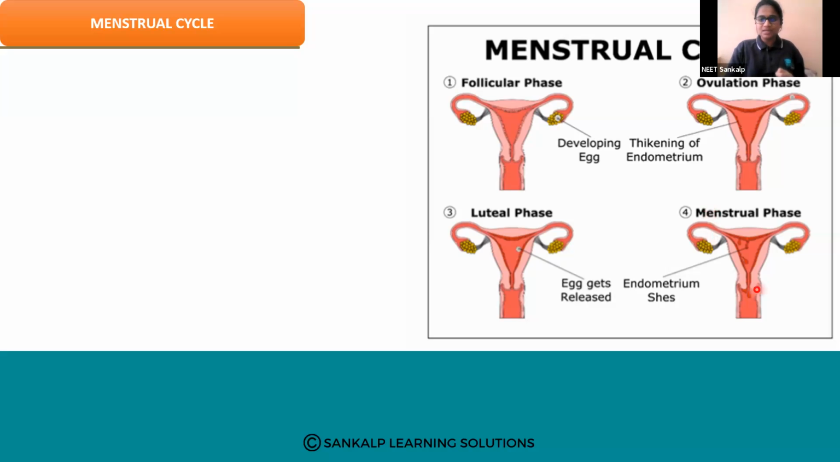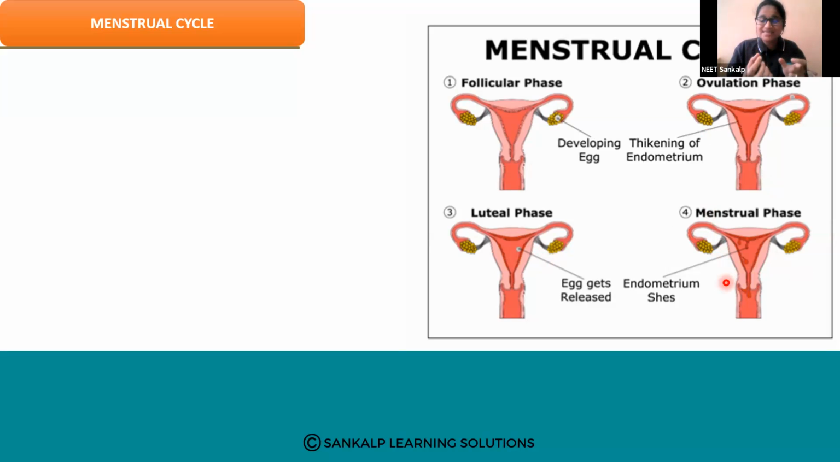So see guys, here the egg has to be there, no? What is the egg getting ready for? The egg will be getting ready to get implanted, to get fertilized, right? So that is why the uterus lining will be swollen, well established to nourish that zygote.